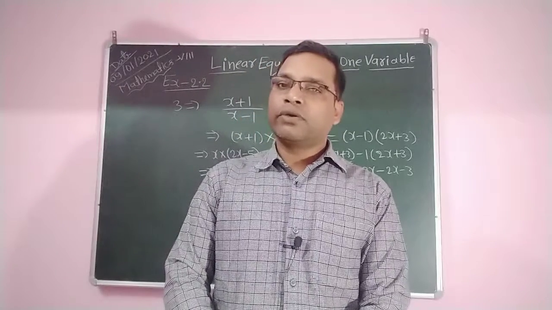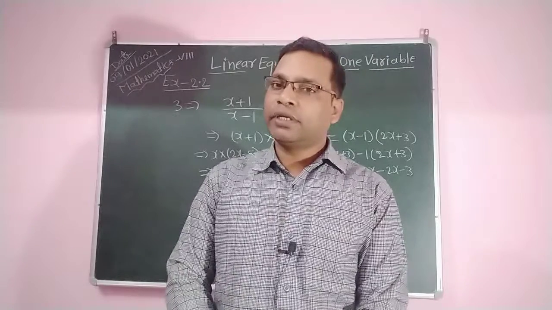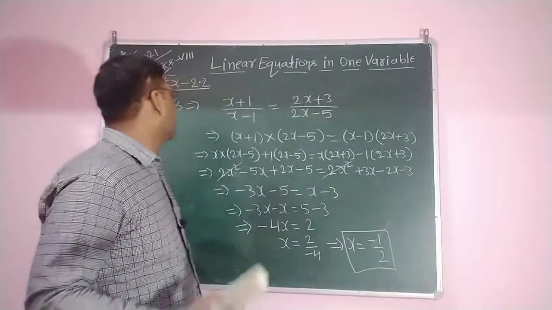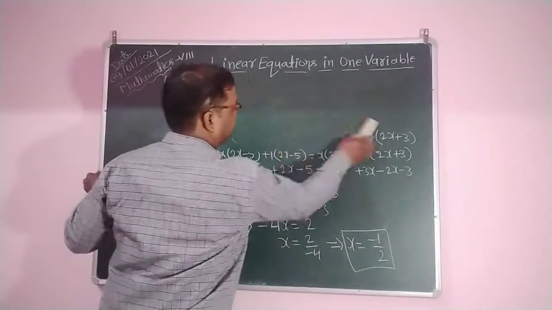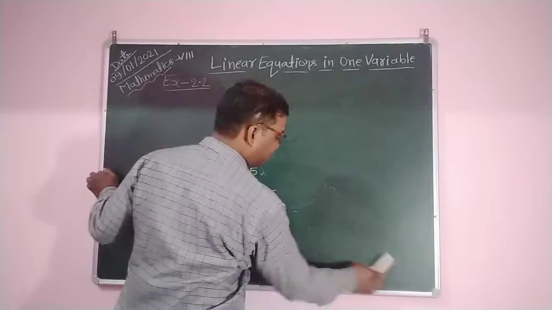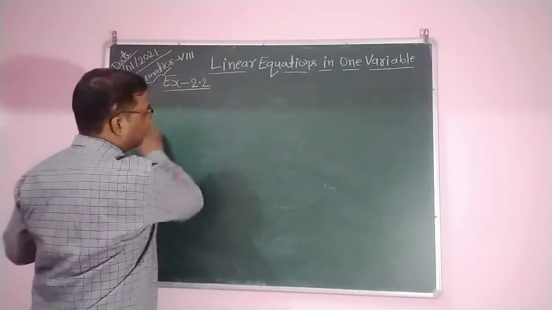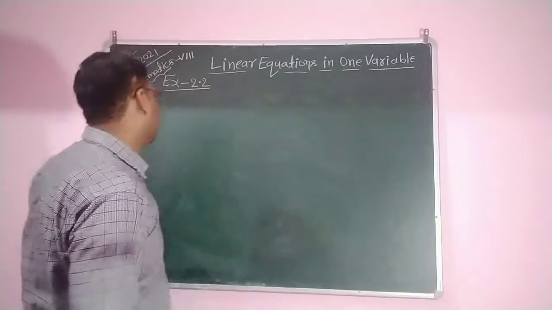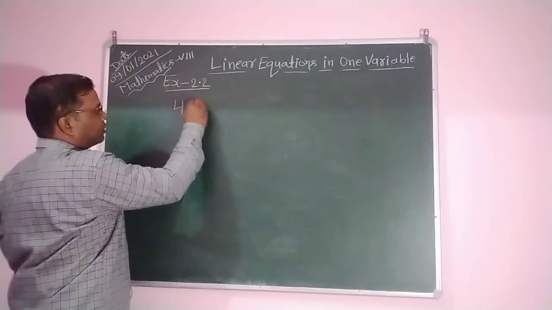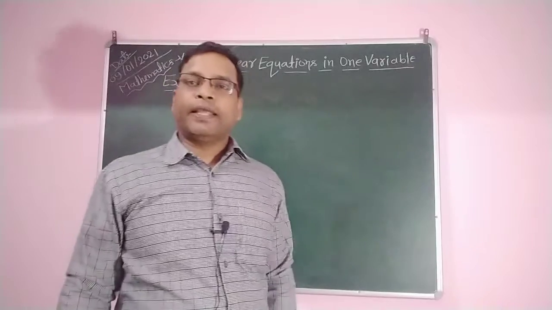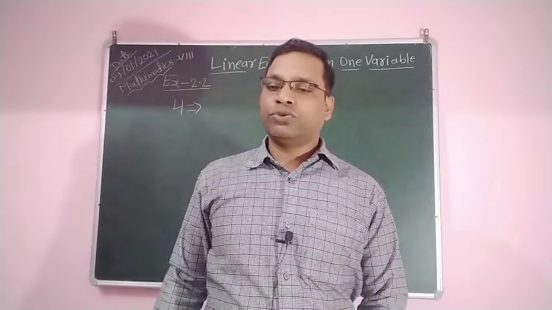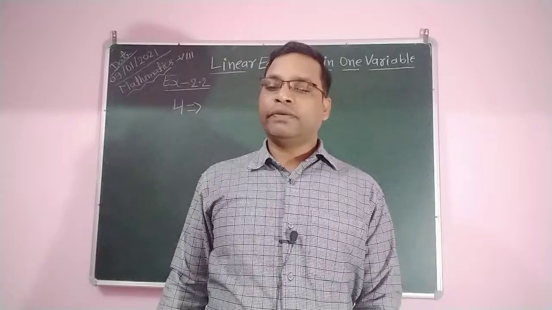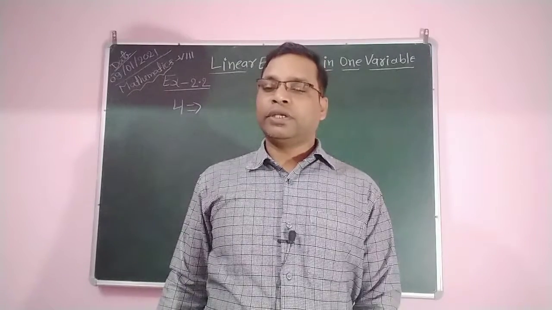Now we are going to discuss the next question. What is the next question? Question number 4. Okay, so let's see what question number 4 has. In question number 4, two variables x and p are given, and the value of p is also to be found. So we put the value of x in the equation and we find the value of p. Okay, so let's see. This is question number 4. It is given: (x plus 3) by 3 minus (x minus 2) by 2 is equal to 1.